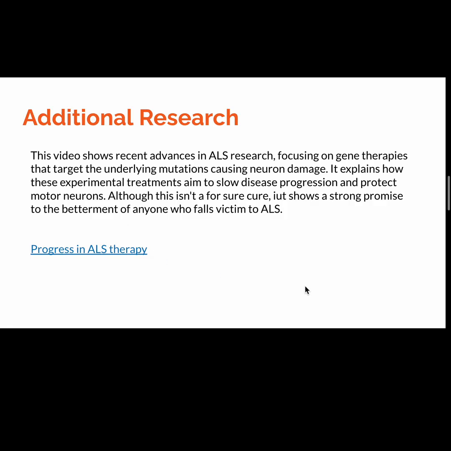So this is slide 11. Additional research shows that this video right here highlights recent gene therapy advances targeting the mutations that damage motor neurons. The therapy aims to slow ALS progression and protect motor neurons. While not a guaranteed cure, they do offer hope for better outcomes for patients living with ALS.